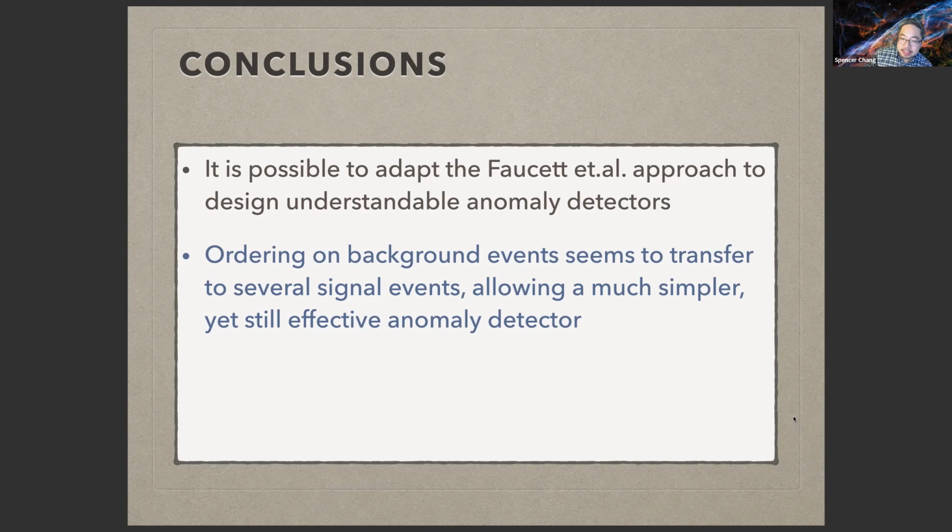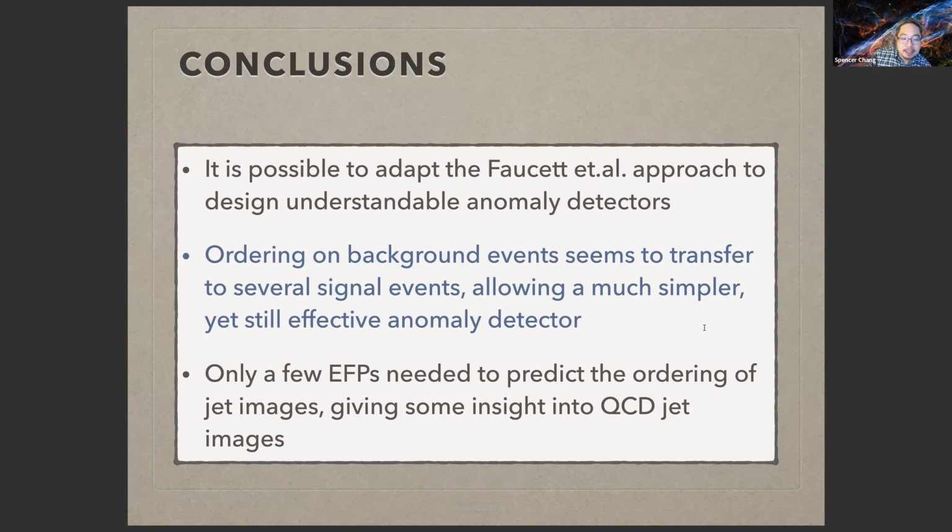So I think it allows a much simpler yet effective anomaly detector, especially if you're just using AUC or higher signal efficiency. And we did learn a few insights about QCD, because we see particularly what type of energy flow polynomials are needed. And actually, there were these 6 prime factors that are the crucial aspect of it, to figure out if a QCD jet image will be flagged as anomalous by the autoencoder.